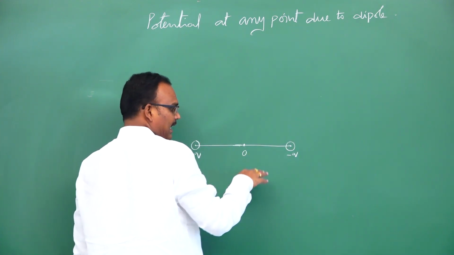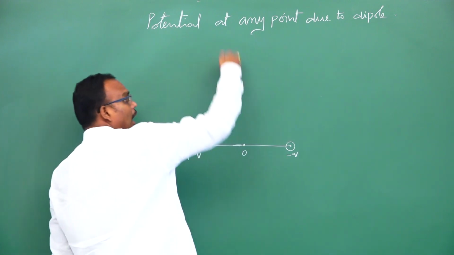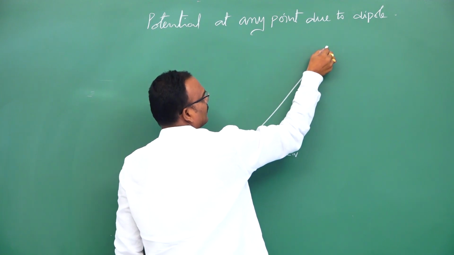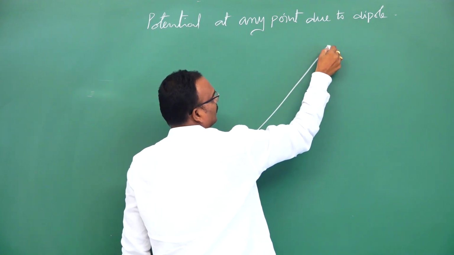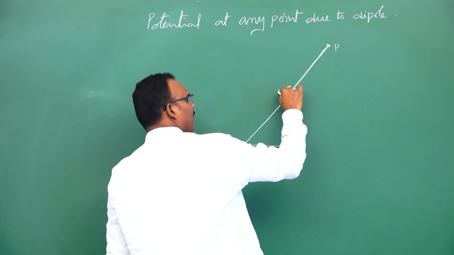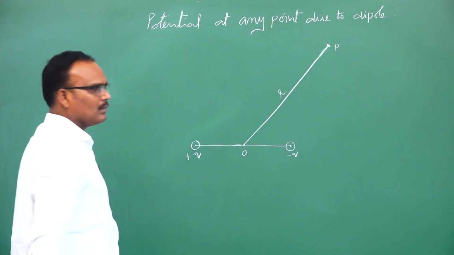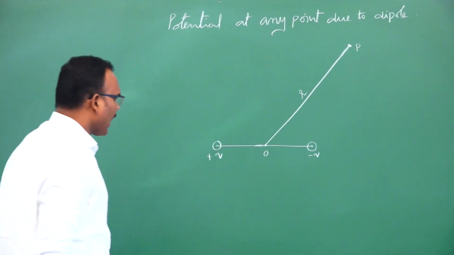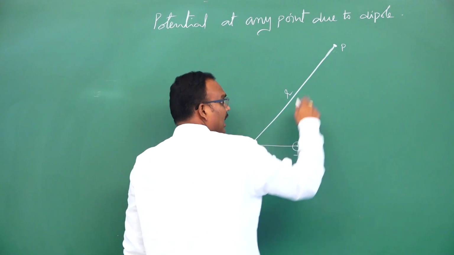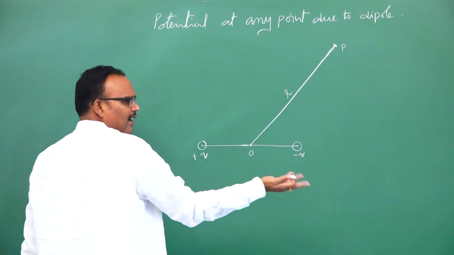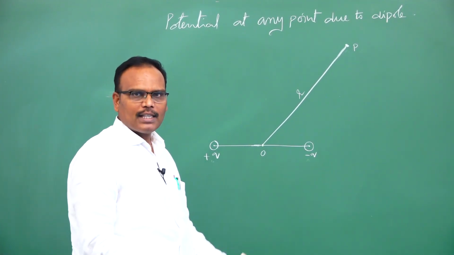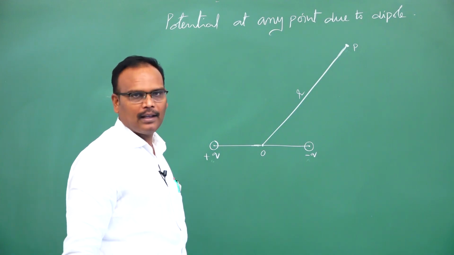Here I am neither calculating potential along the axial line nor along the equatorial line. I will calculate at some point, say P here, which is at a distance r from the center of the dipole. I have to calculate potential at this point due to the positive charge, and potential at this point due to the negative charge. Both I have to add because potential is a scalar quantity.